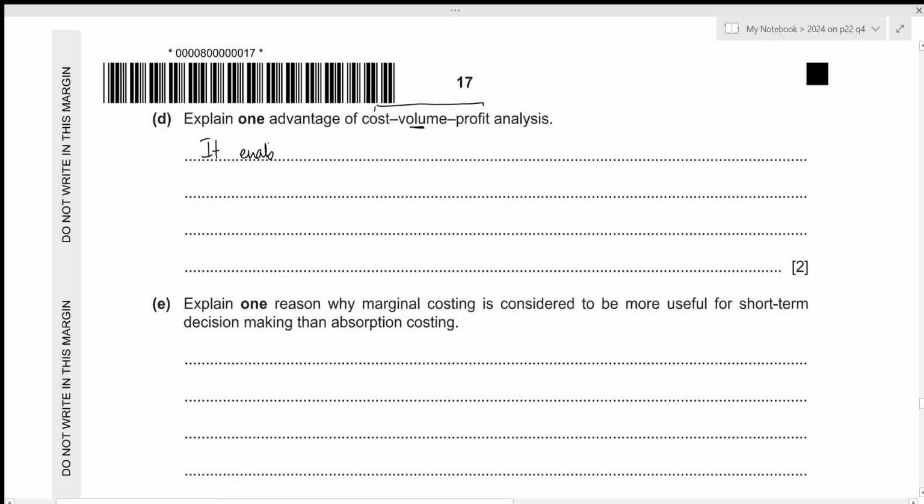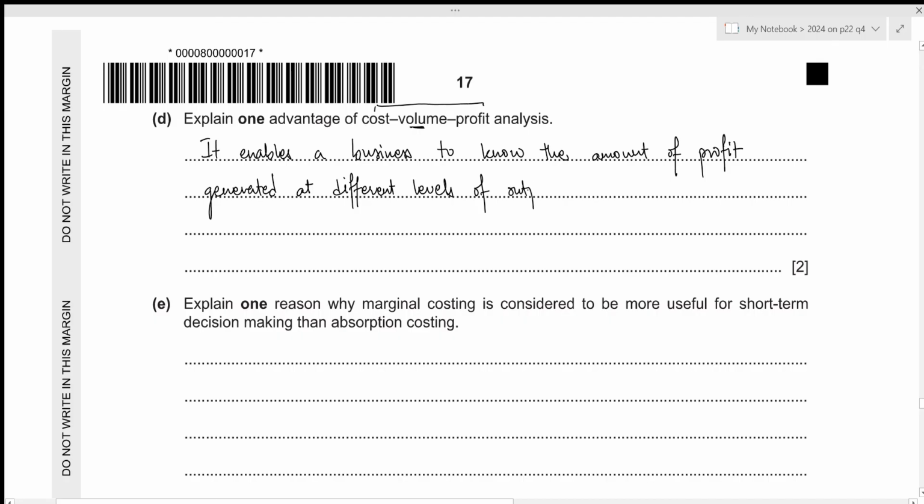It enables a business to know the amount of profit generated at different levels of output and therefore how much to produce and sell in order to prevent a loss. That is all for the fourth part. Let's move towards the next one.